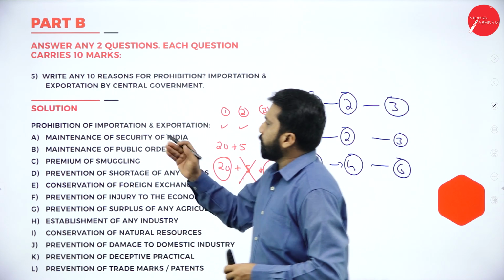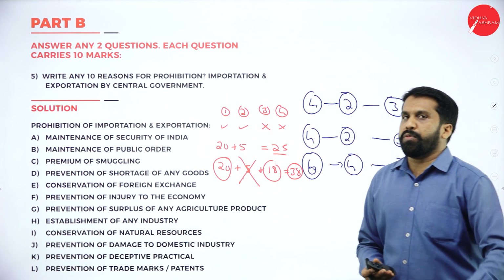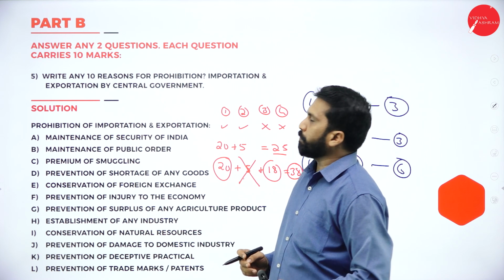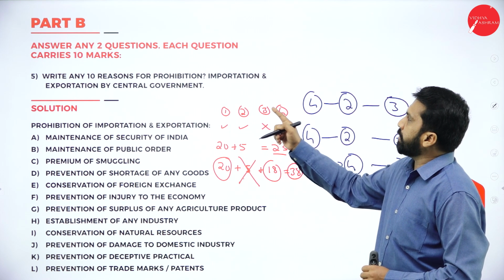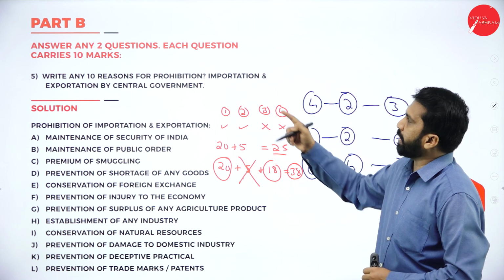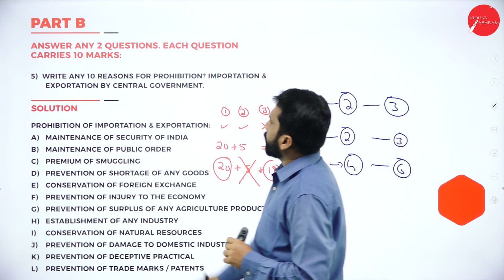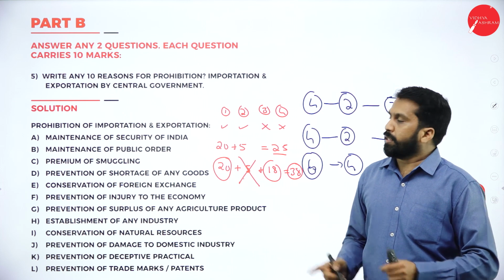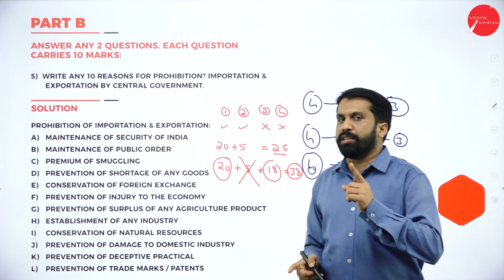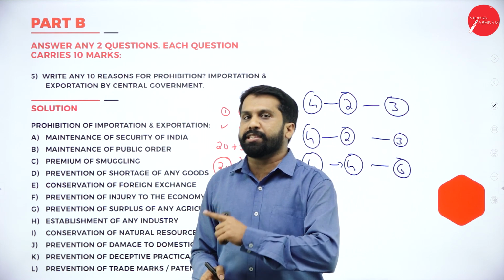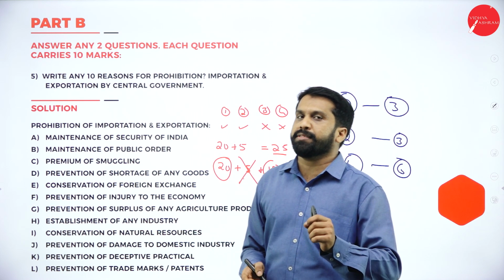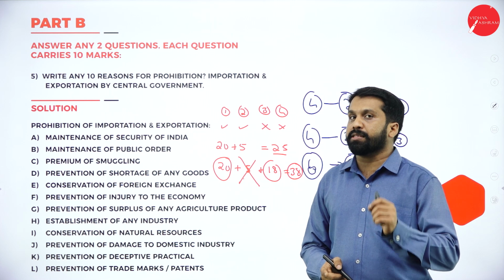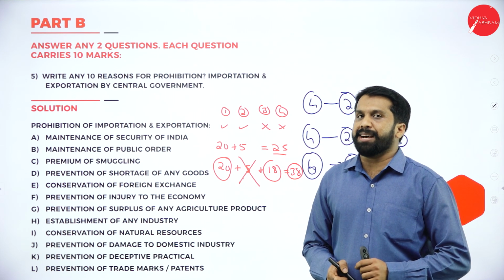Now, we'll come back to your session. We are in the part B, 10 marks question. Now, your first question for 10 marks. Answer any two questions. Each question carries 10 marks. Now, write any 10 reasons for prohibition. Listen, this is a compulsory question in your examination. Sometimes this will come for 20 marks. Sometimes this will come for 10 marks. But this question 100% you will get it in examination.